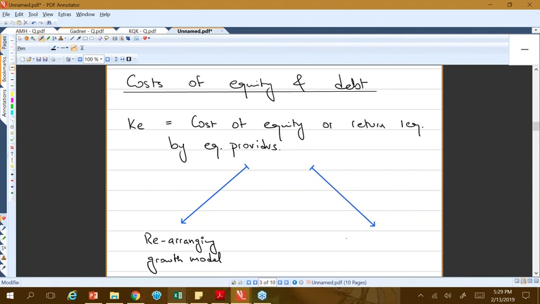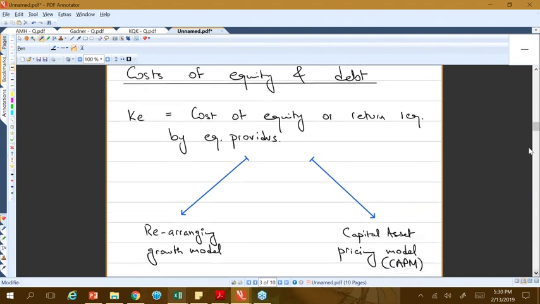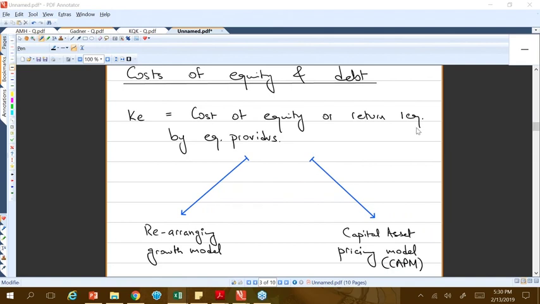And the second way is the capital asset pricing model. So two ways in which we can compute the cost of equity. We can compute it using a rearrangement of the growth model, and we can also compute it using the CAPM model.